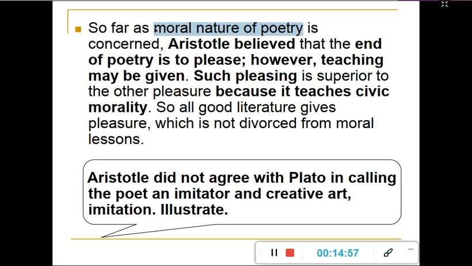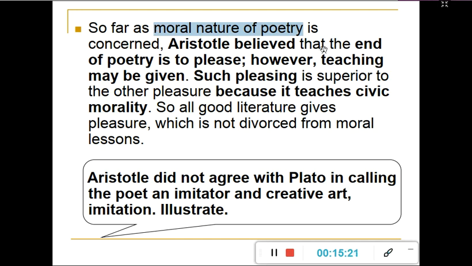Plato didn't refer to something like that in the poetry. The poetry has a moral nature. لا يا جماعة، بيقول أرسطوطل لا، there is a moral nature for poetry, إن the poetry not only created for pleasure or for amusement or to make people more or too sentimental، ده كمان إيه؟ To teach morals.